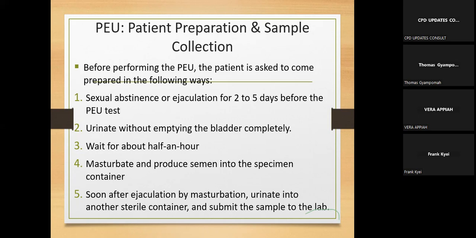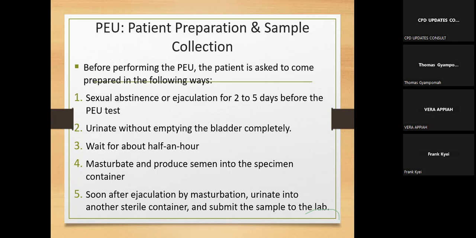All right. So you produce the semen, and then soon after the ejaculation, of course, by masturbation, urinate into another sterile container and submit the sample to a lab. I hope that this procedure is very simple and any patient can follow it. All right. So the patient probably will also bring the semen and the urine both to a lab. But I've said that you don't have to work on the semen.